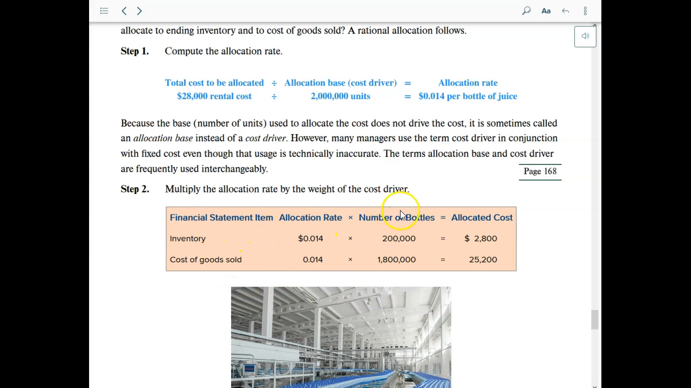Then what you would do, if you said, well, of the 2 million units that we produced, we sold 1,800,000 and did not sell 200,000, how much of that cost should stay in inventory at the end of the year, like finished goods inventory, and how much should be allocated to cost of goods sold as cost of the finished product? Well, use this. The 0.014 per bottle times the number of bottles, so $2,800 of the cost stays in ending inventory, and we have $25,200 staying in cost of goods sold.